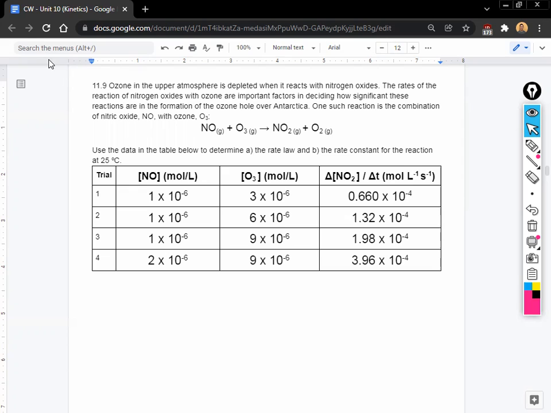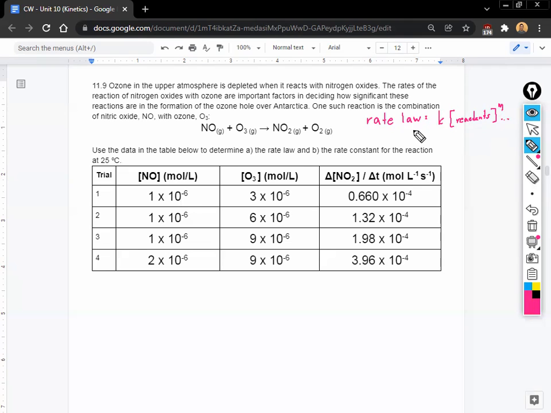Okay, and one such reaction is down there, where you have nitric oxide, NO, reacting with ozone to form nitrogen dioxide and oxygen gas. Now, here it's asking us to find two things, the rate law and the rate constant. Now, if you guys want to look back at your notes, just remember that the rate law is going to equal K, and then the concentration of the reactants to a certain power, okay? And then if you have 2, there's 2, and if it's 3, there's 3, okay?